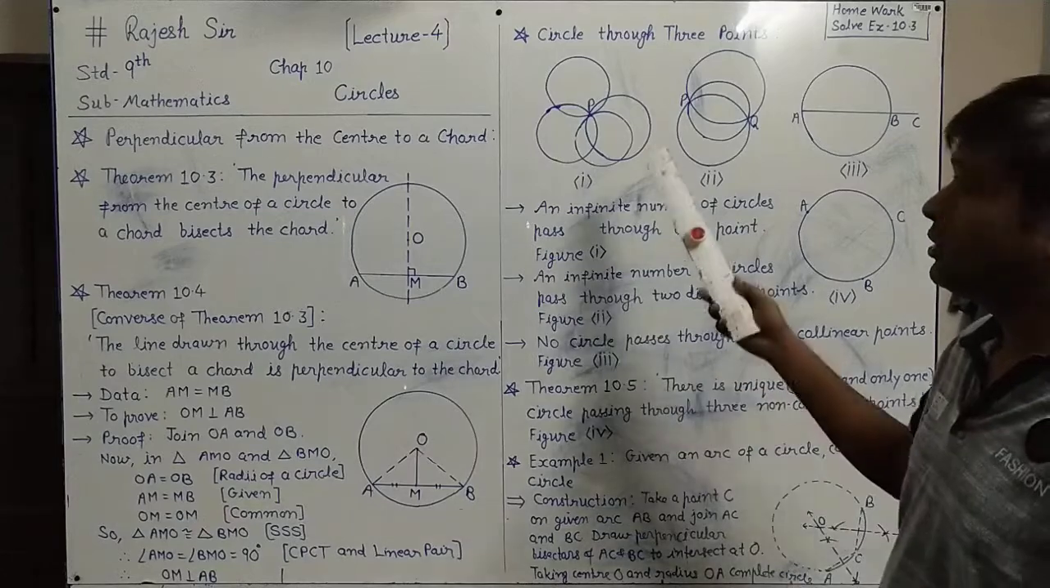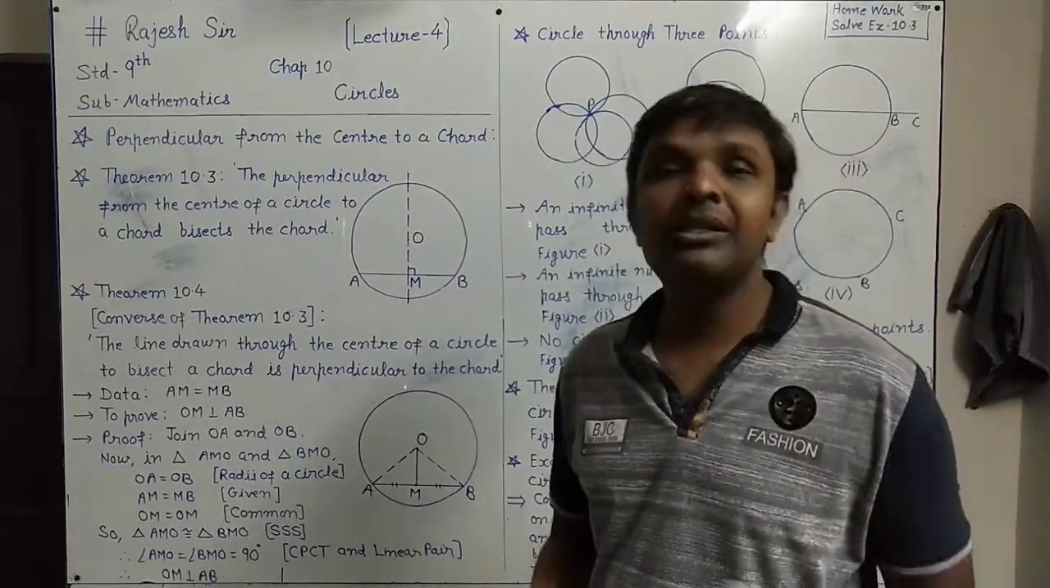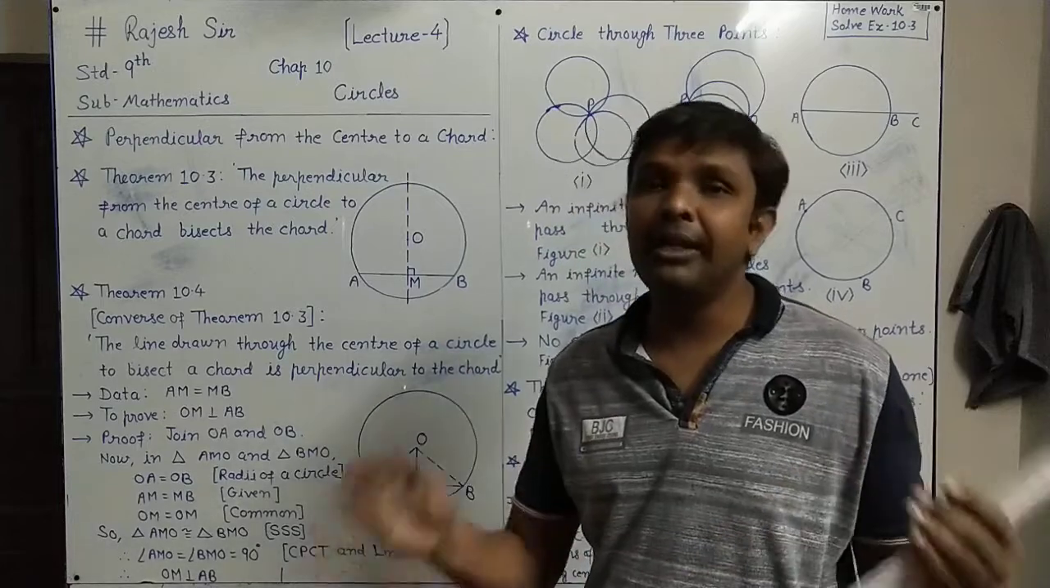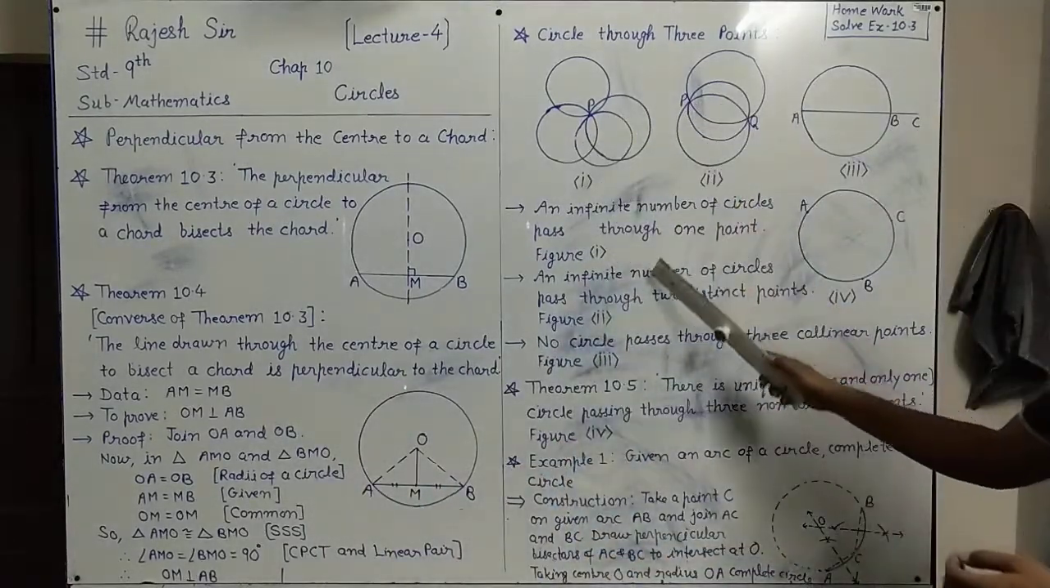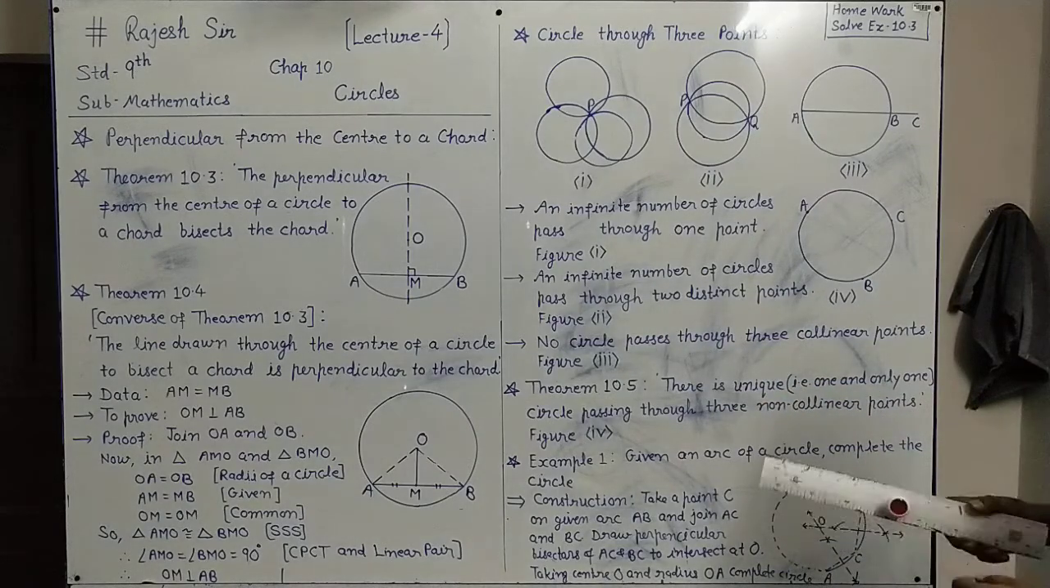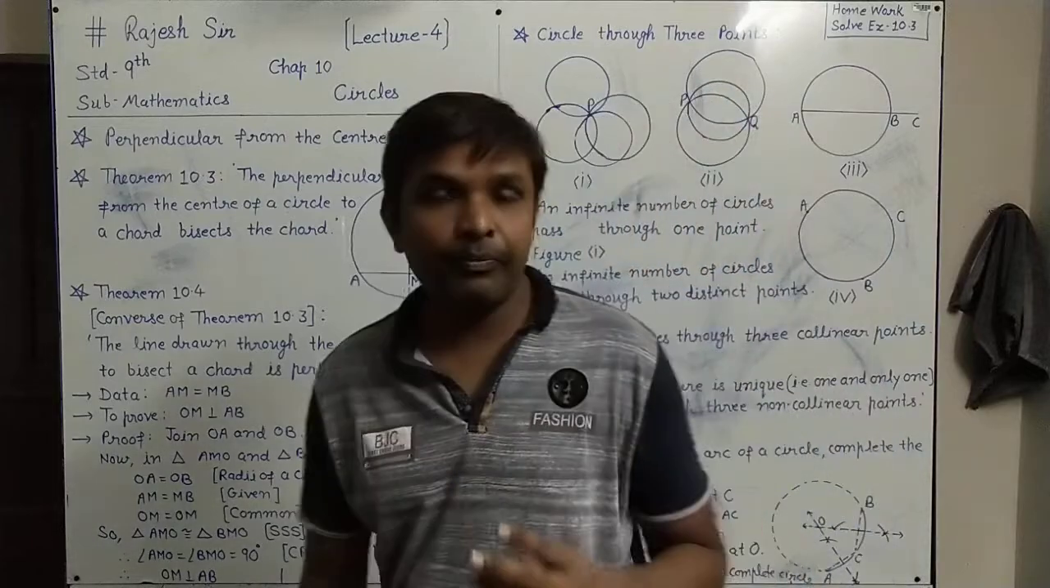So from passing through 1 point or passing through 2 points, how many circles can we draw? Infinitely many circles we can draw, according to these 2 figures, these 2 statements. Now we will talk about the circle passing through 3 points.